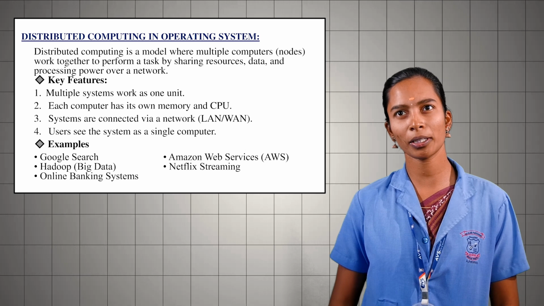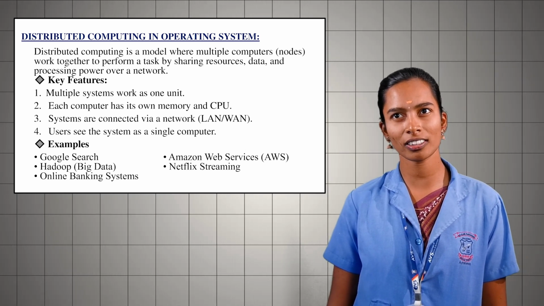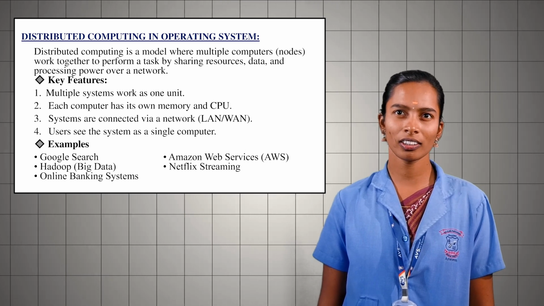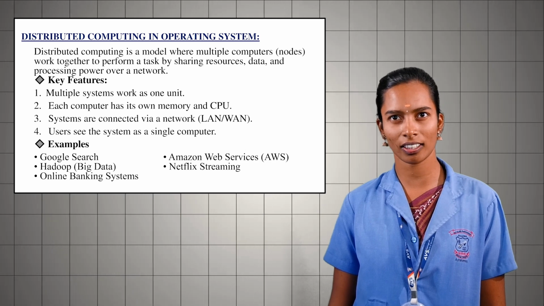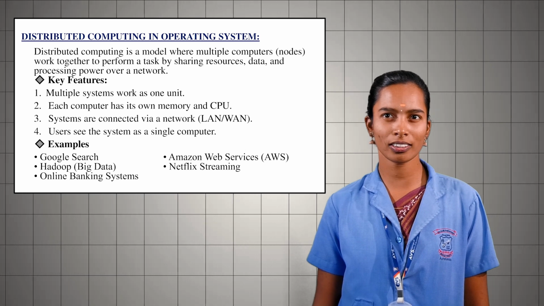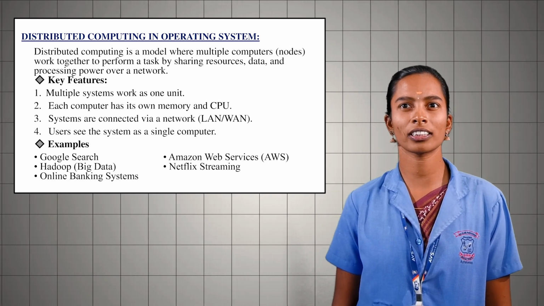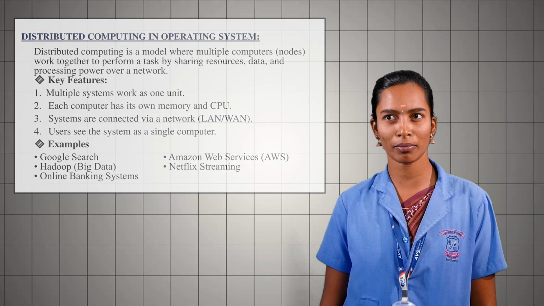Key features: first, multiple systems work as one unit. Second one, each computer has its own memory and CPU. Third one, systems are connected via network, LAN and WAN. Fourth one, users see the system as a single computer. For example, Google Search, online banking system, Amazon Web Services, Netflix streaming. Next.